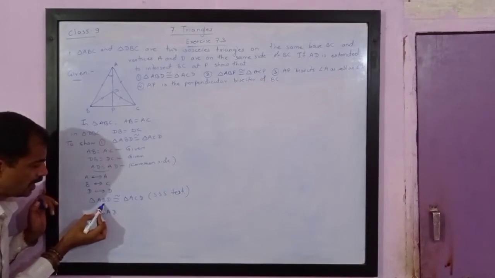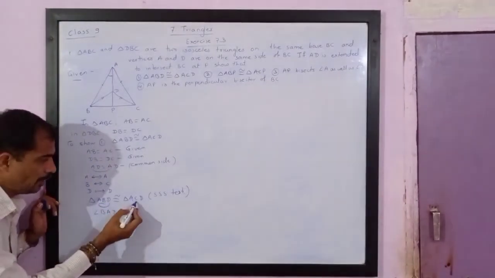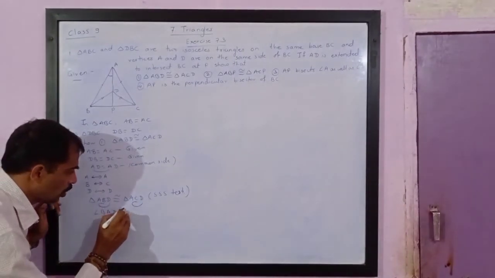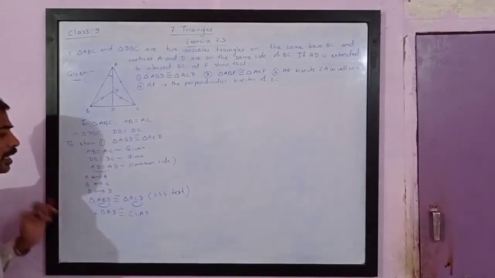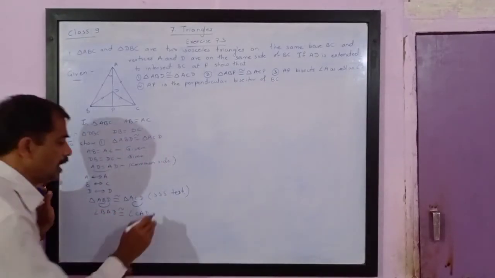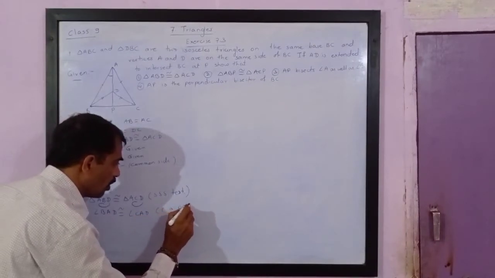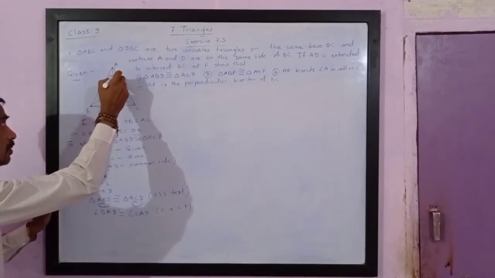Angle BAD. From this also it can be written. B means second vertex, A means first vertex, D means third vertex. So here it will be second vertex, first vertex, and third vertex, which is congruent to angle CAD. So angle BAD is equal to angle CAD. Reason is corresponding angles of congruent triangles. They are corresponding angles of congruent triangles.